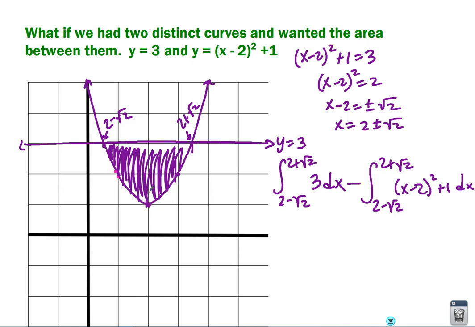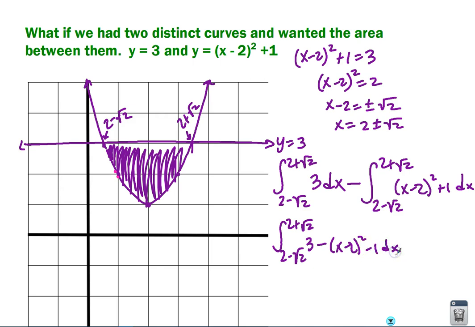Okay, now the bounds are a little bit gross for this one. We could clean this up here. We could make this integral 2 minus root 2 to 2 plus root 2 of 3 minus, this is a simple subtraction one here, so I would have minus x minus 2 squared plus 1. Oh wait, I didn't distribute the negative to the 1. Minus 1 dx.